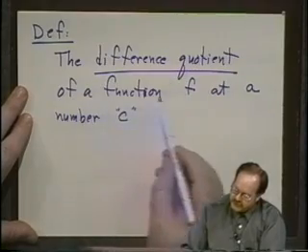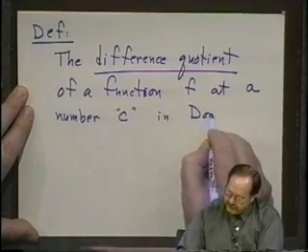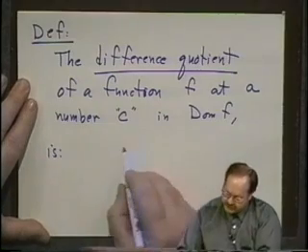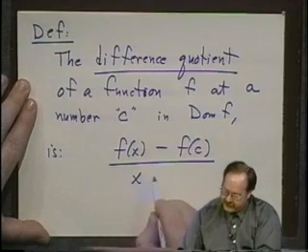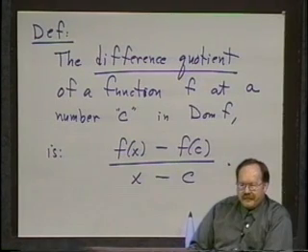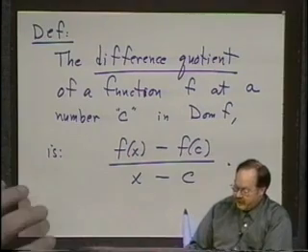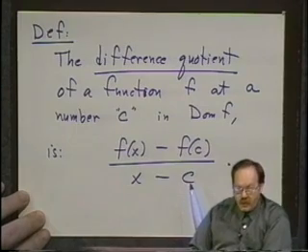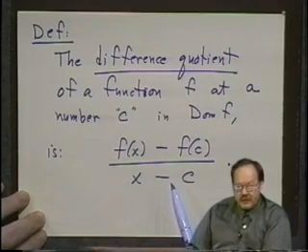So the difference quotient of a function f at a number c, where c is in the domain of f, is, this is what I mean by the difference quotient, f of x minus f of c over x minus c. Now you know that ought to ring a bell if you think back to when we talked about lines in the previous unit. We had difference of y values over difference of x values to get a slope. This looks just like that. And in fact, this is the slope of a particular line.